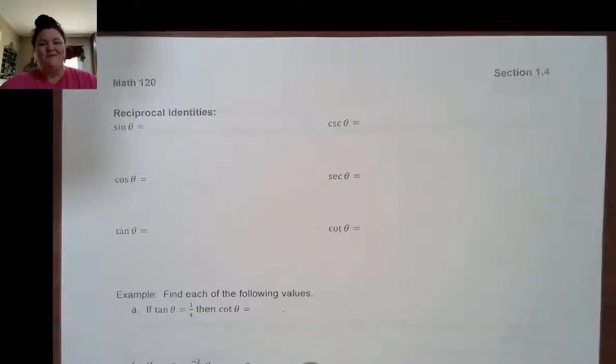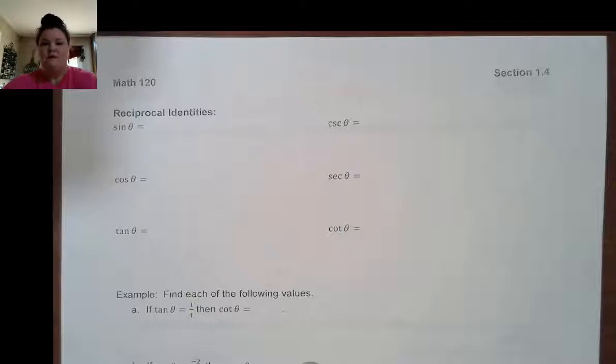Hello. We are going to go ahead and start section 1.4, which is kind of a combination of the reciprocal identities, coming up with some Pythagorean identities, and then using those identities to solve for our trig function values.